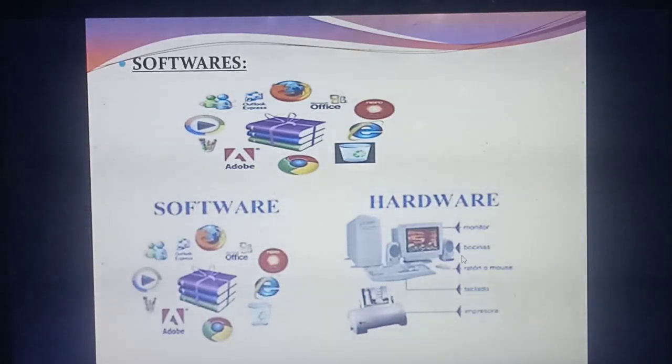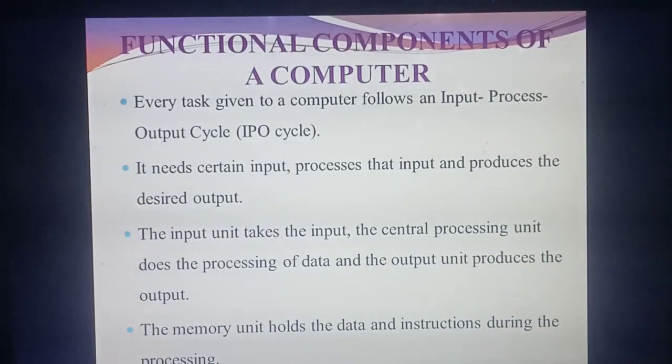Understood now? Okay. Then, functional components of a computer. Now you have studied about the components of a computer, isn't it? How are these components of a computer working? Okay. So all the computers work based on one cycle. What's the name of the cycle? IPO, important 1 mark question. Understood? So all the computers will work based on which cycle? IPO cycle. What do you mean by IPO? Input process output cycle.